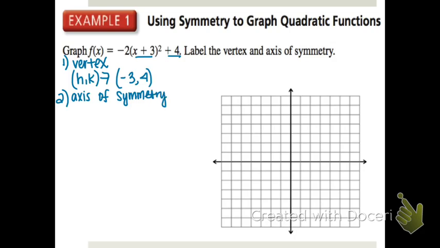Oh, and I just realized something. In the first step, I should have plotted the vertex. So let's go ahead and do that. I'm going to kind of backtrack on you guys, sorry. So it's -3 and up 4. There it is.